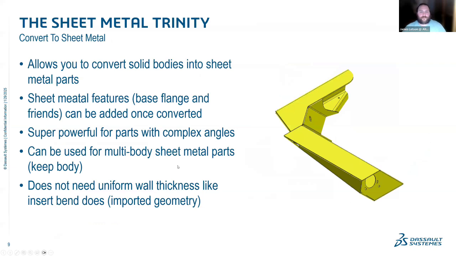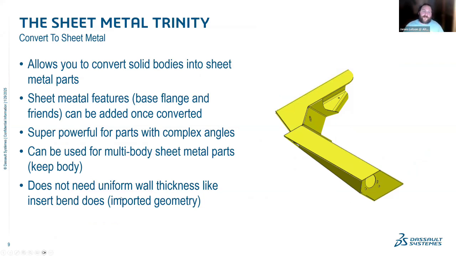Okay, so the next thing, and somebody in the chat was actually asking about this one earlier. The last of the sheet metal trinity is convert to sheet metal. Convert to sheet metal allows you to convert solid bodies into sheet metal parts, kind of like what we did with insert bend. But you can do it from a solid, not from that thin feature solid that I had on the other one. Oh wow, I got a typo there. I'll have to fix that later.